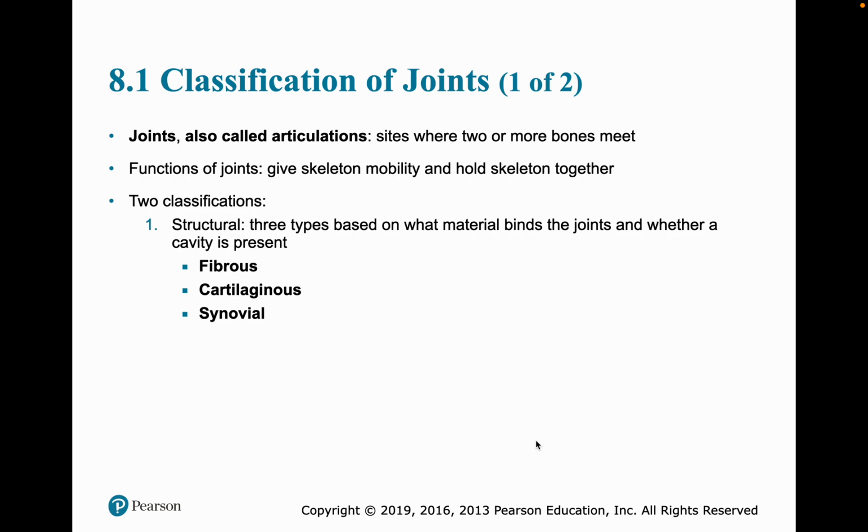So, like many things, we can classify them either structurally or functionally, and we'll look first at structural classification. There are three types of articulations or joints based on what material is holding them together and whether a cavity is present. Those would be fibrous, cartilaginous, and synovial.